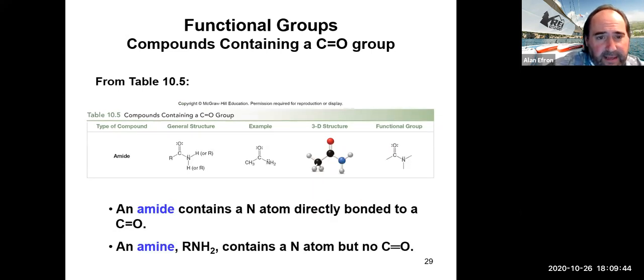So here's an amide. An amide is actually a nitrogen-containing group. So you've got this carbon-oxygen with this NH2 type group at the end of it, which is sort of the functional group. So again, you want to get into the habit of being able to recognize these functional groups.